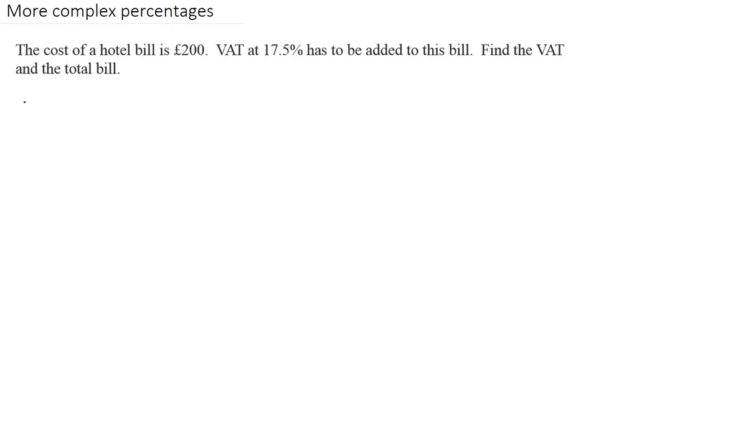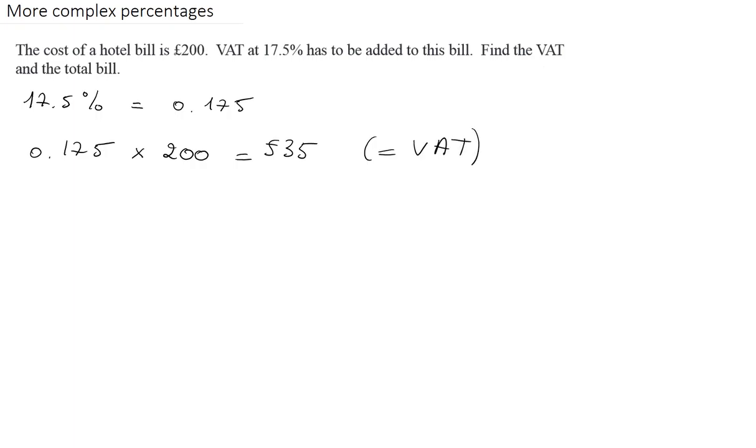So first of all, you need to find out 17.5%. What is that? I see that 17.5 is already a decimal. I'm not even going to bother trying to put that as a fraction. I'm just going to divide it by 100 and get 0.175. I'm going to use it as a decimal. And after that, I'm going to try and find out, okay, what is 17.5% of 200? Well, that's 0.175 times 200, which is going to give me 35. That's 35 pounds in this case. So this here is going to be my VAT, my value added tax.